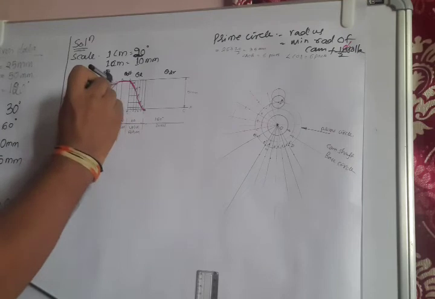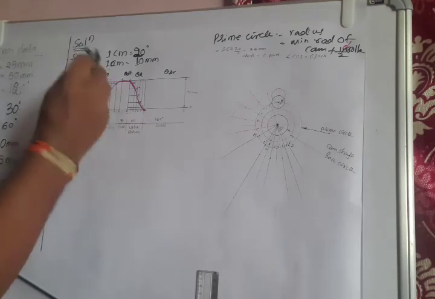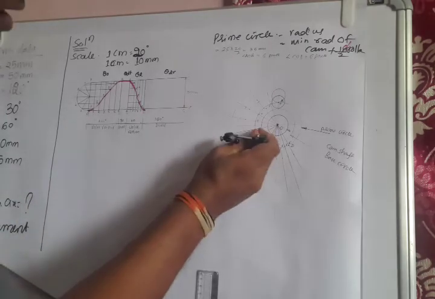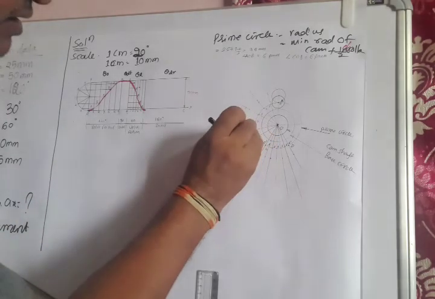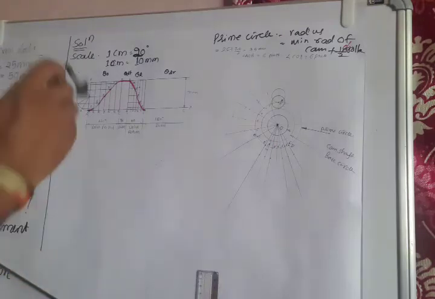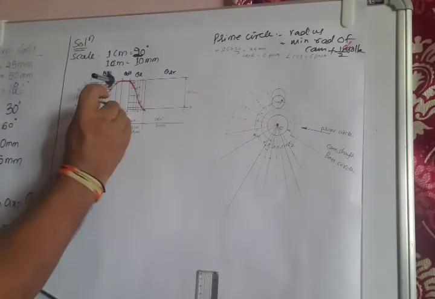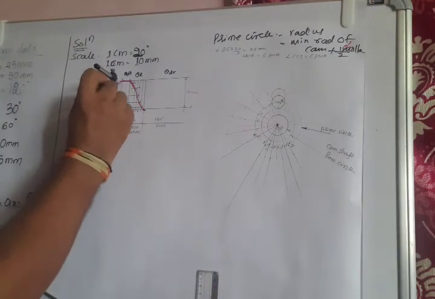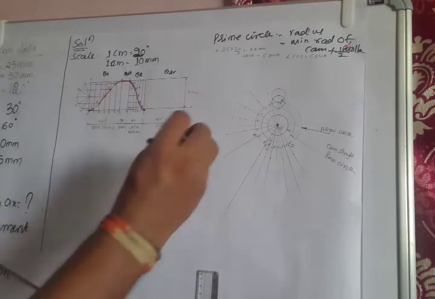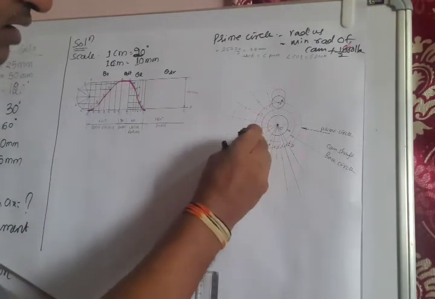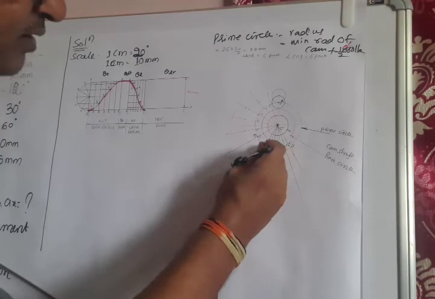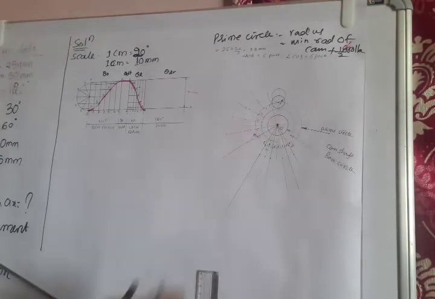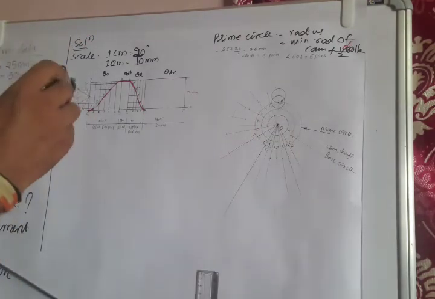Now let us go for next point. That is what 5Z. Let us take mark here. Next, 6K. This will come as it is. So next you mark.